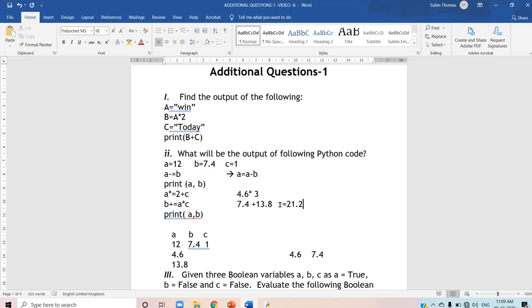21.2. That will give me the answer 21.2. That 21.2 is given to the variable b. So I can write this value as 21.2. 21.2 is the answer coming over here.